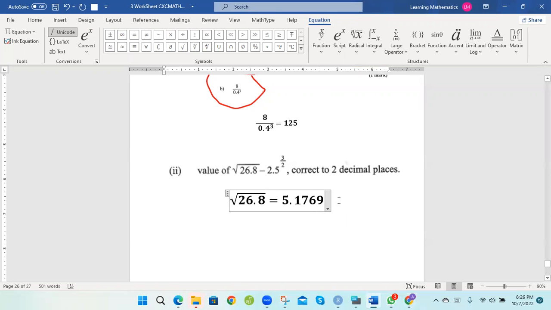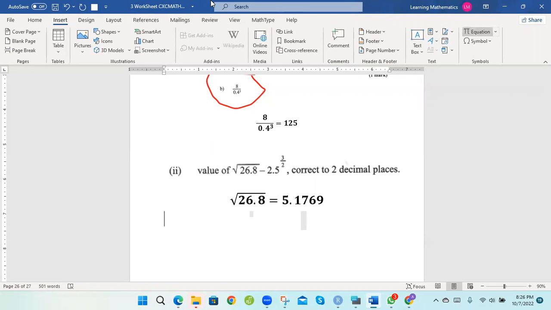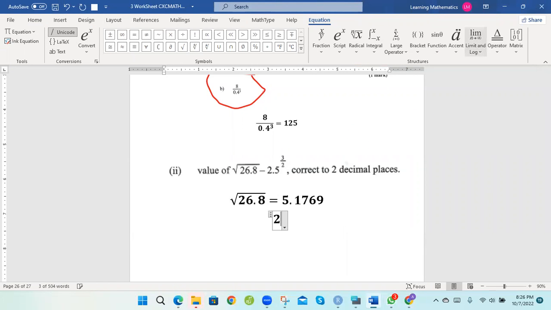Now we have to find what is 2.5 raised to the power of 3 over 2 by itself. And then we're going to subtract the 2. So if your calculator cannot support the whole expression one time, like how this calculator I'm using cannot, you do it step by step. So now we're going to find what is 2.5 raised to the power of 3 over 2. We know 3 over 2 is 1.5. So you can say 2.5 raised to the power of 1.5.